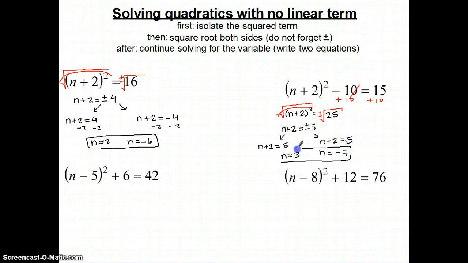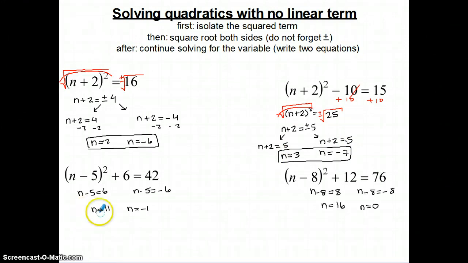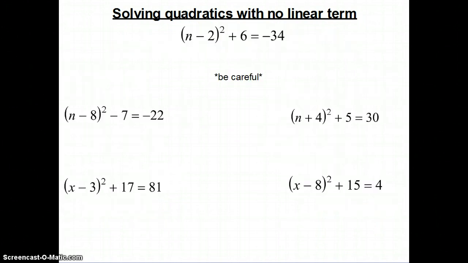Go ahead and pause the video and try those next two on your own. For the first, your two solutions should be 11 and negative 1, and for the second, you should have n is 16 and n is 0. Now on to our last slide for the day.